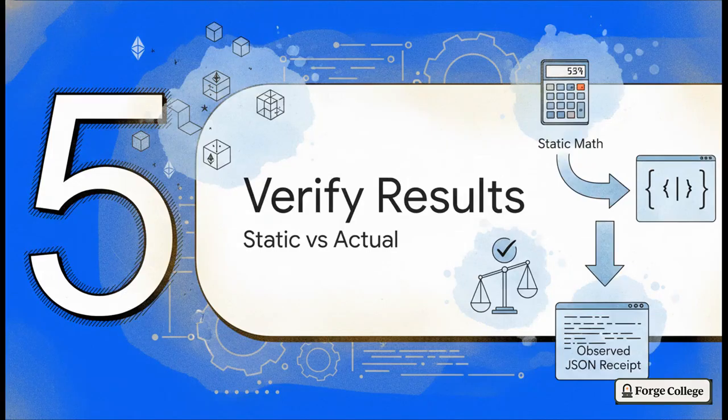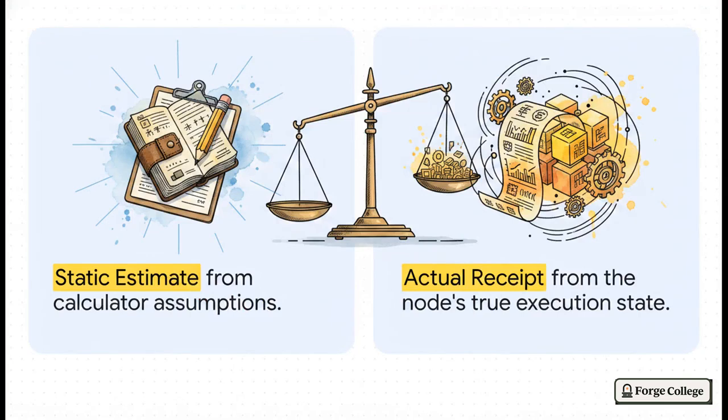Section 5: verify results, static versus actual. This is the true moment of truth, where we feed our observed JSON receipt back into our calculator. Now, you might experience a little bit of whiplash here. Seeing your expected static calculation diverge from the actual blockchain receipt is basically a developer rite of passage.